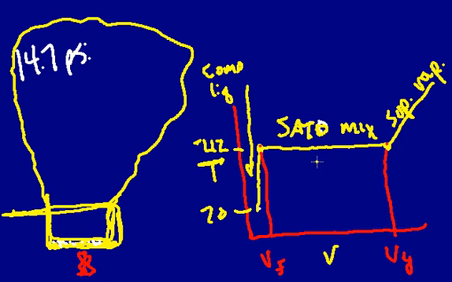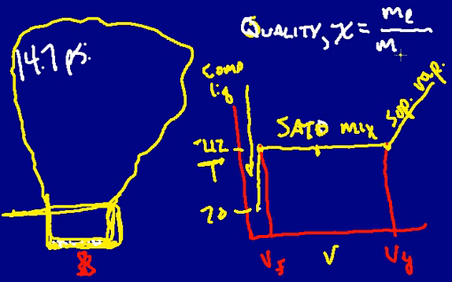Now, to quantify how much of this is liquid and how much of it is gas, we use a concept called the quality. The quality x is equal to the mass of the vapor over the mass of the mixture. That's the mass fraction of vapor. That's why they call it quality, because you can do a lot more with steam vapor than you can with liquid. And so the more vapor in the mixture, the higher the quality of the mixture.